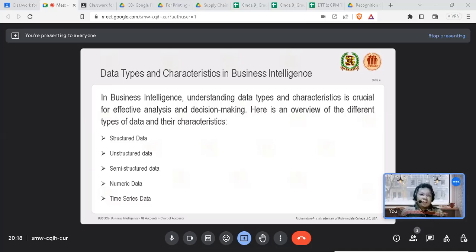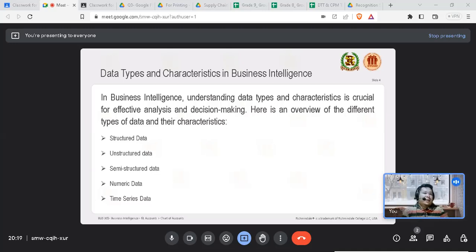For example, text mining, image recognition, and machine learning techniques to convert the data into structured or semi-structured formats. Okay, so these are the challenges of unstructured data in business intelligence. Number 4 is the importance of unstructured data in business intelligence.